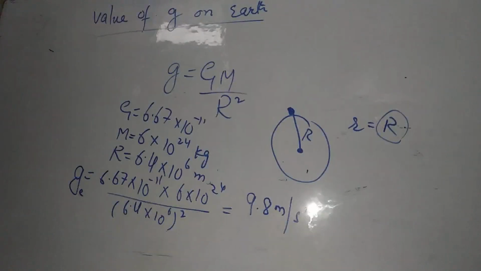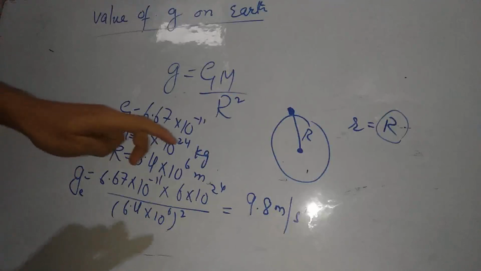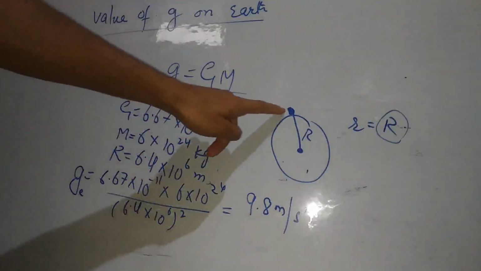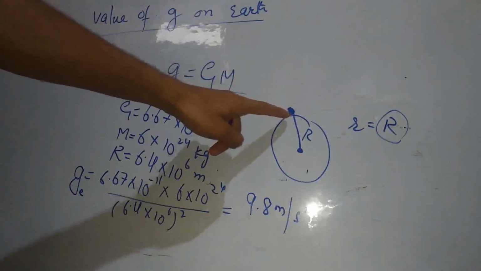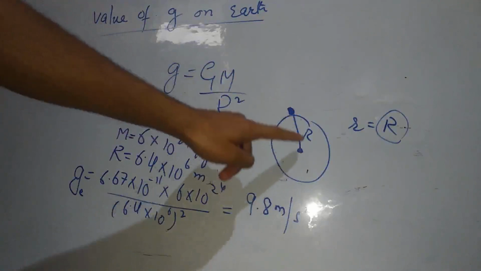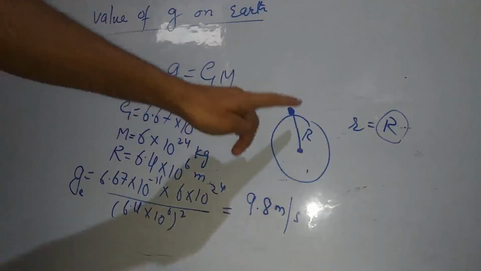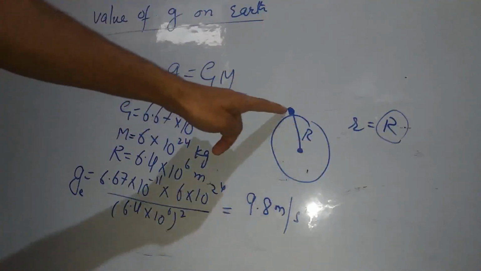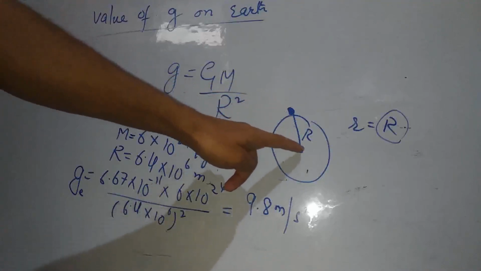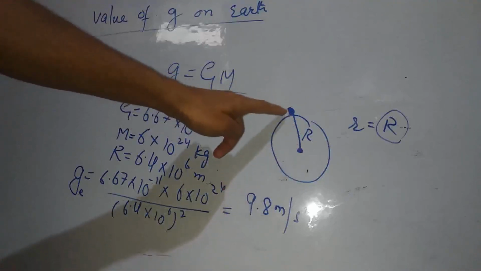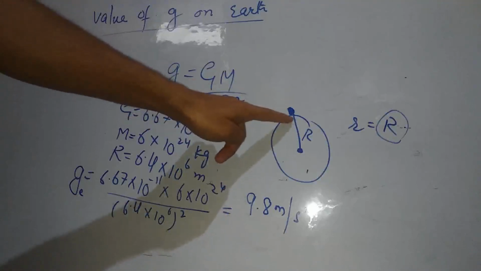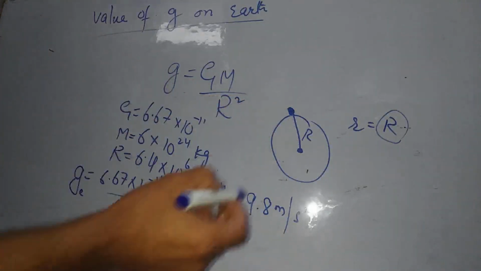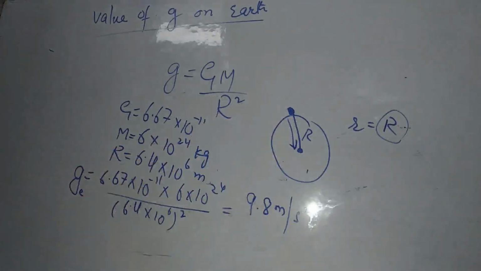The acceleration due to gravity acts in the direction of the line joining the center of the body to the center of Earth. So the acceleration due to gravity acts like this, along this line, towards the center.